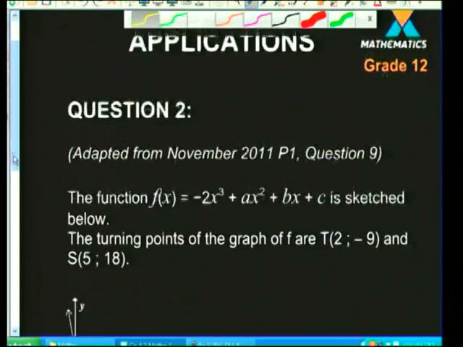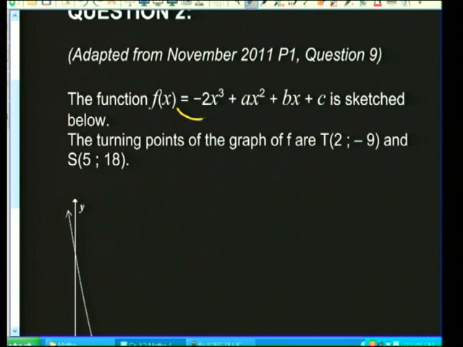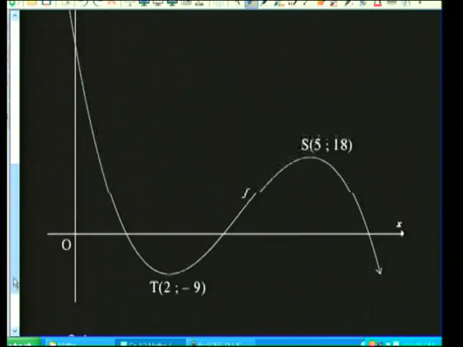And now let's have a look at the other way of looking at a functions question in calculus, where they've actually given us the picture and we have to interpret information from it. Let's have a look at question 2 over here. They've told us that the function f of x is equal to negative 2x cubed plus ax squared plus bx plus c. So obviously what we can see straight away is that they haven't actually given us the full equation. And they've told us that the turning points are T, which is (2, negative 9), and S, which is (5, 18). And this is what the picture looks like.